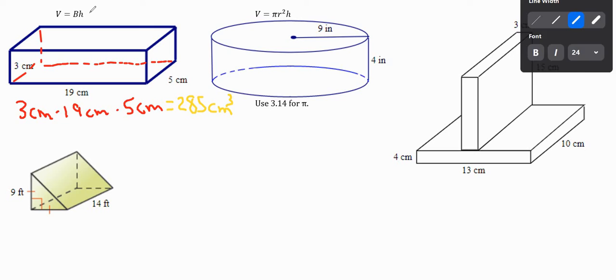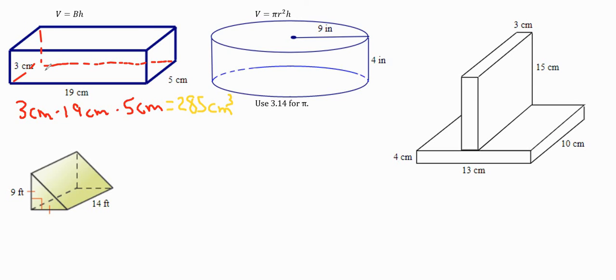The other way to kind of think about it is we're going to find the area of the base times the height. So the base would be 19 centimeters times 5 centimeters, and that would give us 95 centimeters squared. And then we would need to multiply that by the height. So keep that in mind as we get to some prisms that are not necessarily just rectangles.